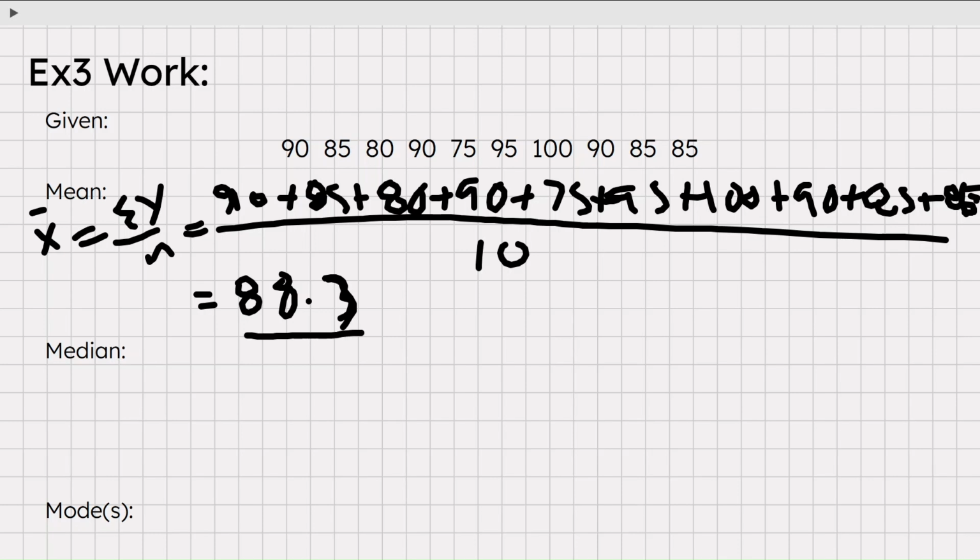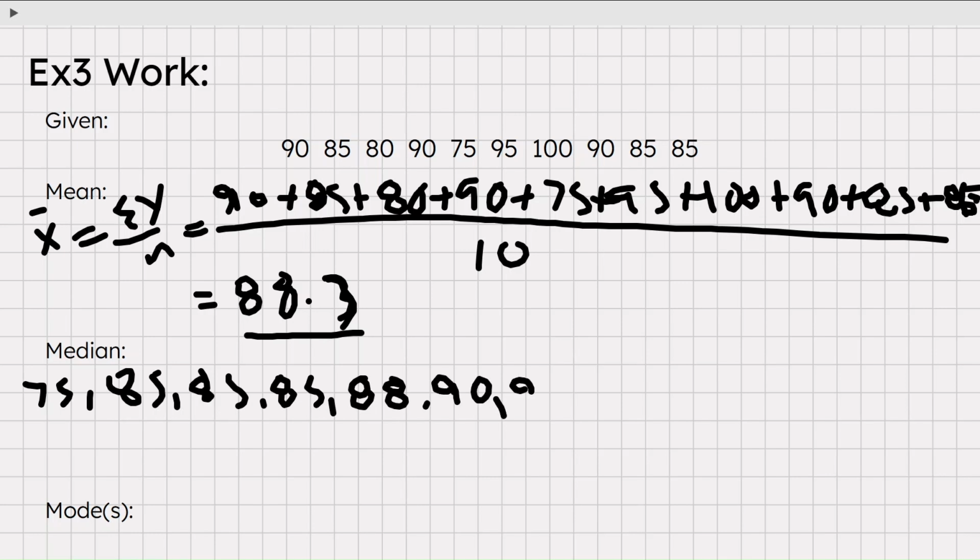For the median, as we did before, we arranged the values. First would be 75 as the least, 85, 85 again, 85 again, 88, 90, 90 again, 90 again, 95, and 100. Now we can cross out the ends.